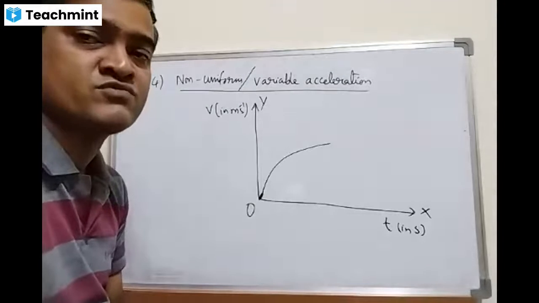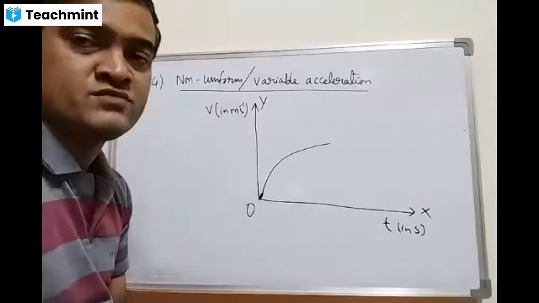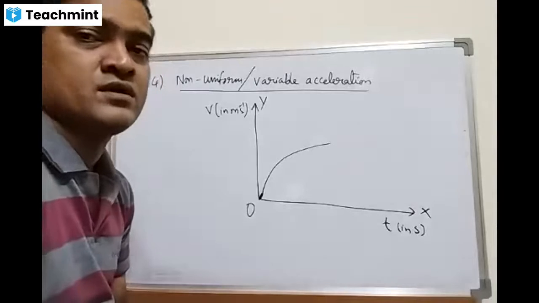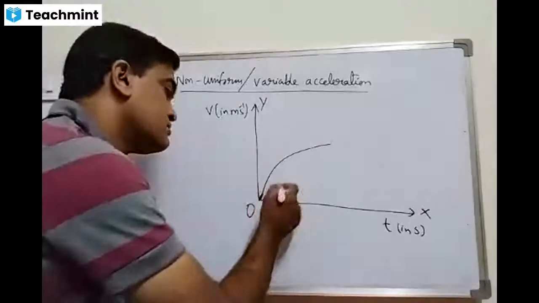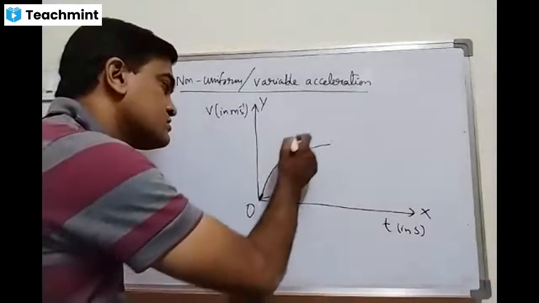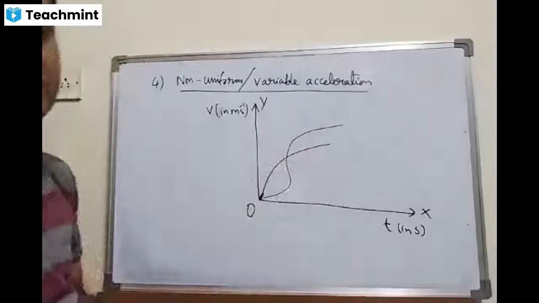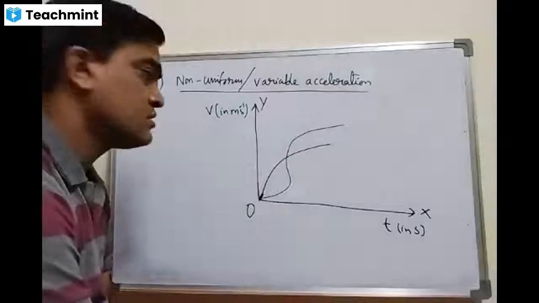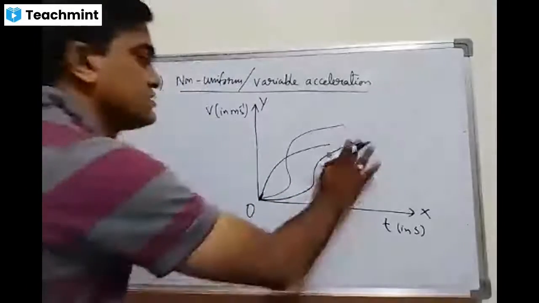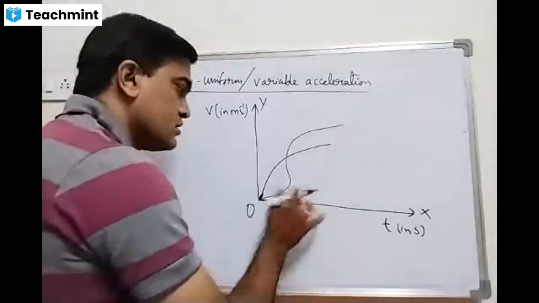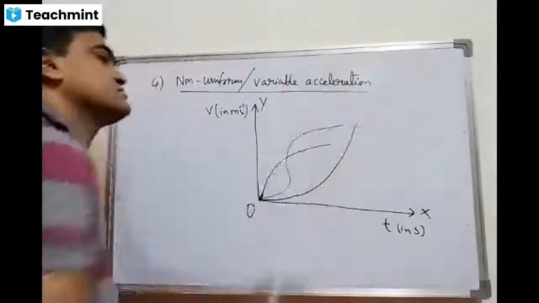That means change in velocities will not be the same for equal time intervals. Or I may get a curve like this, or like this. It all depends. Or I may get the curve like this also.